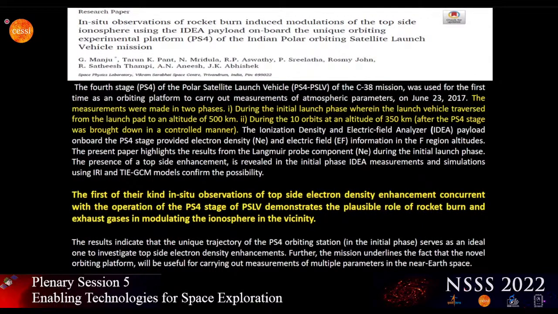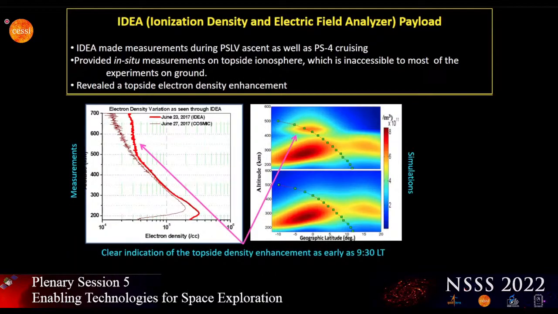The most interesting thing here is the observations. The ledge that was found is actually coming from the PS4 stage ignition itself. The first of its kind in-situ observations: the topside electron density enhancement concurrent with the operation of PS4 stage demonstrates the plausible role of rocket burn and exhaust gases in modulating the ionosphere in its vicinity. This is one of the primary observations from the group, in addition to the profile that we have already seen here.